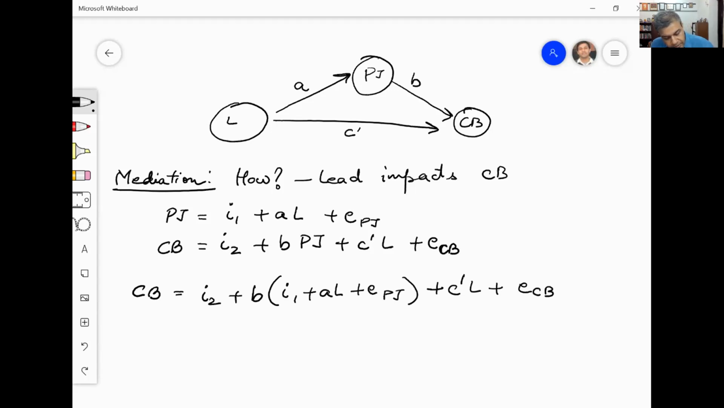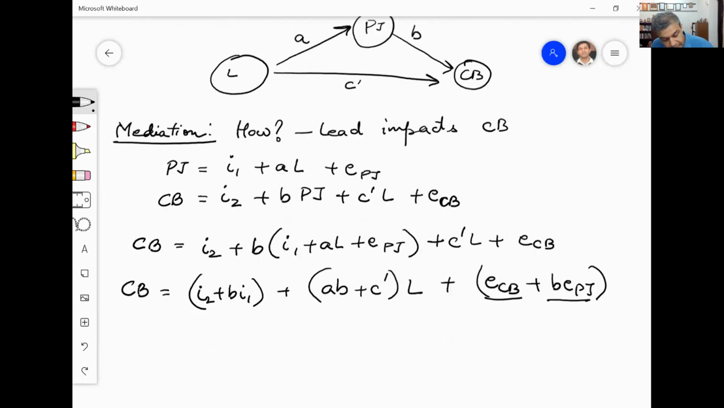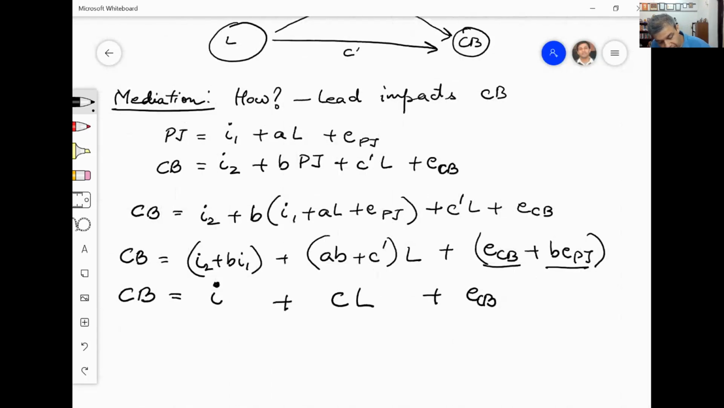So if you open this equation up, you will get I2 plus B I1 is one constant, plus AB plus C dash times L, plus ECB plus B times EPJ, right? These are the residuals, random numbers. So the sum is going to be random. So we can write this as some constant I plus C times L plus E of CB. This is the error term, some error residual.